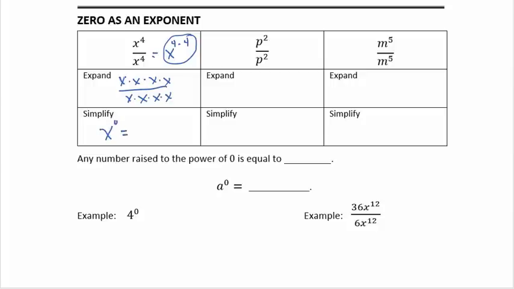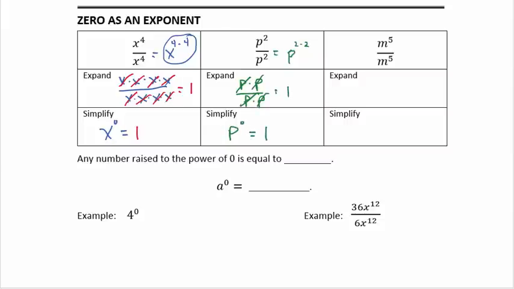But let's look at it when I work this out. If I simplify this, I cancel out an x and x and x and x. Everything cancels out, so I'm just left with 1. So x to the 0 equals 1. Let's look at this next one. p to the 2nd over p to the 2nd: if I do the rule, p to the 2 minus 2, which is p to the 0. If I expand it, it's p times p over p times p. The p's all cancel, so that just equals 1. So p to the 0 equals 1.